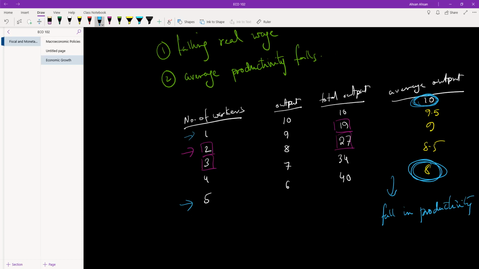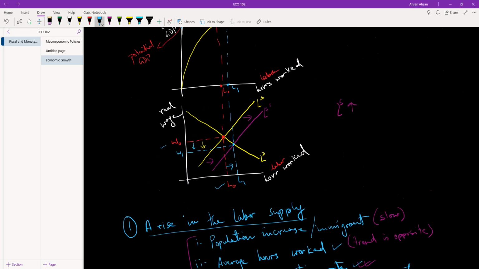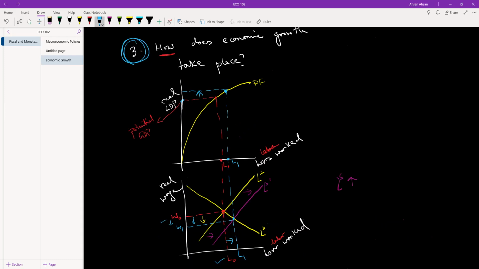And this is what I mean by this. When labor supply rises and the supply curve shifts to the left, one problem is obvious: the wage rate is going to fall. The second problem also, because the production function is increasing at a decreasing rate, is that our productivity is falling, and the addition of each worker is giving us less and less and less output.